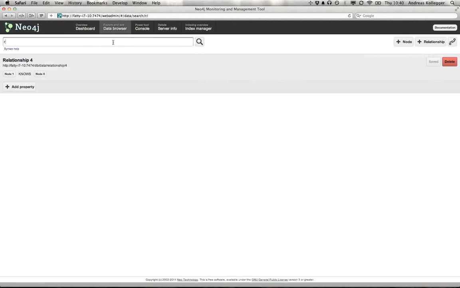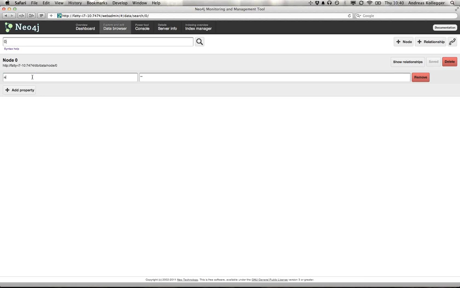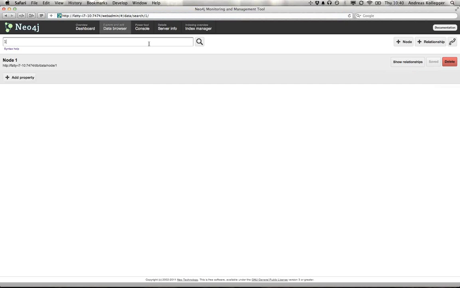So let's go back to node 0, and let's add a property for it. I'm going to add a property called name, and I'm going to make myself node 0. I think you should make yourselves node 0. Yes, and if you just create the property and then hit return, that should get automatically saved. You can go to a different node then and do the same thing.